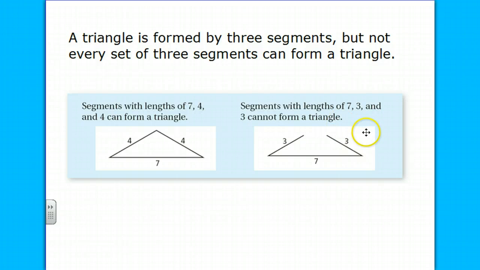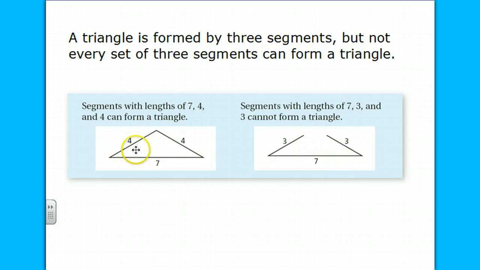A triangle is formed by three segments, but not every set of three segments can form a triangle. This is such a fascinating topic. So segments of 7, 4, and 4 can form a triangle, but segments of 7, 3, and 3 cannot. If you take little popsicle sticks and cut them into lengths of 7 centimeters, 3 and 3, you'll see you can't reach those 3 and 3, they just can't make it to each other's endpoints, okay?